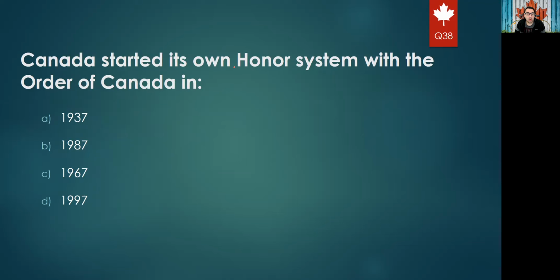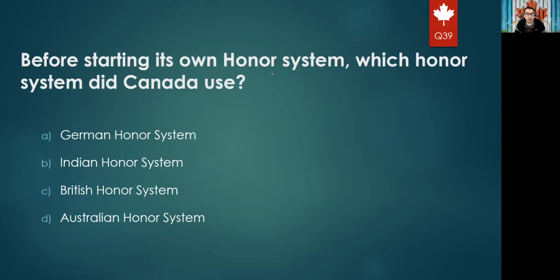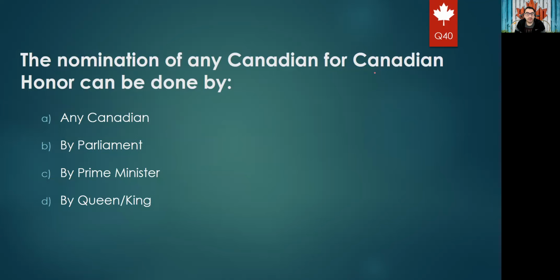Canada started its own honor system with the Order of Canada in 1937, 1987, 1967, or 1997? The right answer is 1967. Before starting its own honor system, which honor system did Canada use? German honor system, Indian honor system, British honor system, or Australian honor system? Even if you don't know the answer, you have to answer this one. We know that everything is coming from the English common law, so for sure it will be the British honor system.